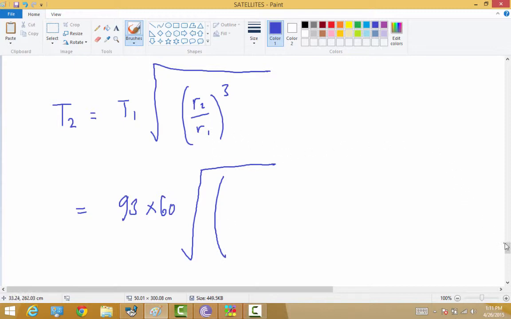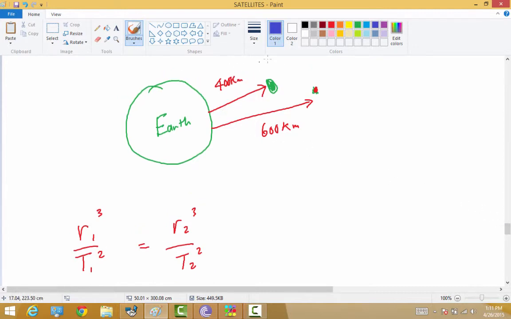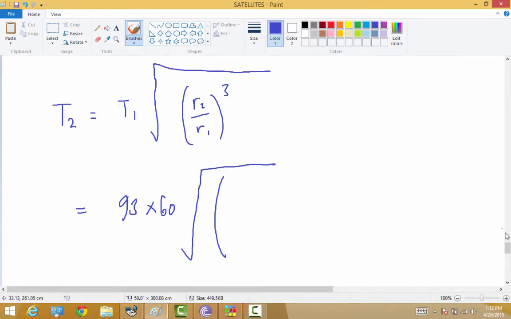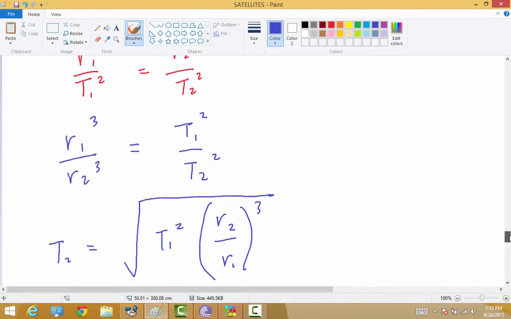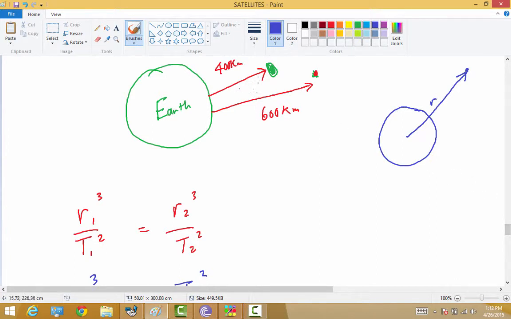Okay, radius 2. Remember, the radius is from the center of the Earth to the satellite. So the radius that we take when we're doing these calculations is from the center of the large body all the way to where the satellite is. That's the radius that we are talking about. So radius 2 is going to be the radius of the satellite. Radius 1 will be the radius of the shuttle.